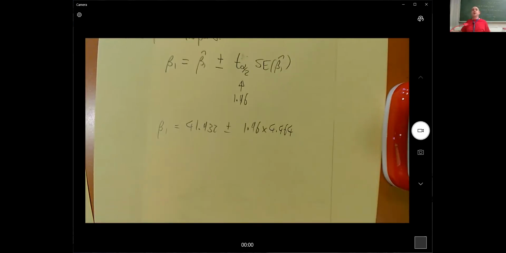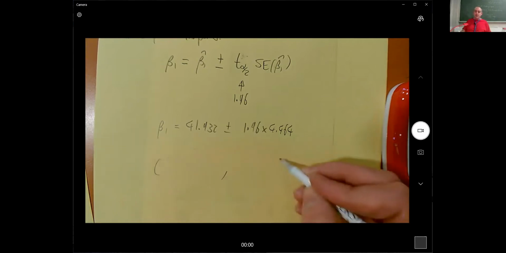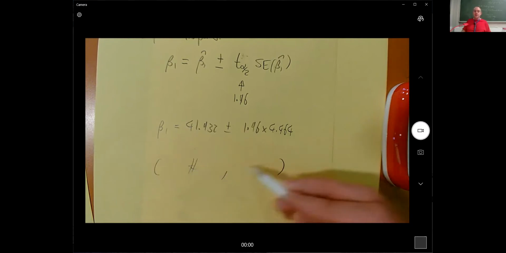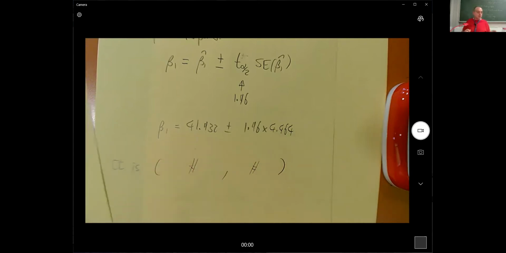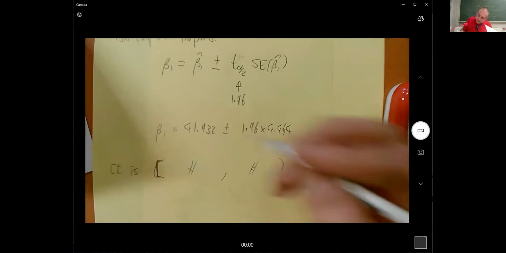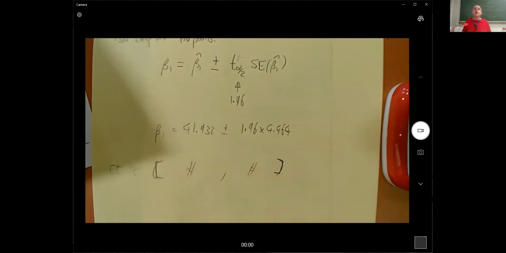But I don't know if I can bother calculating them. So you'll have one with the plus and one with the minus, and those two numbers will be the confidence interval. And you put them in brackets. Your lecturer apparently uses square brackets. Good-o. That's fine too.